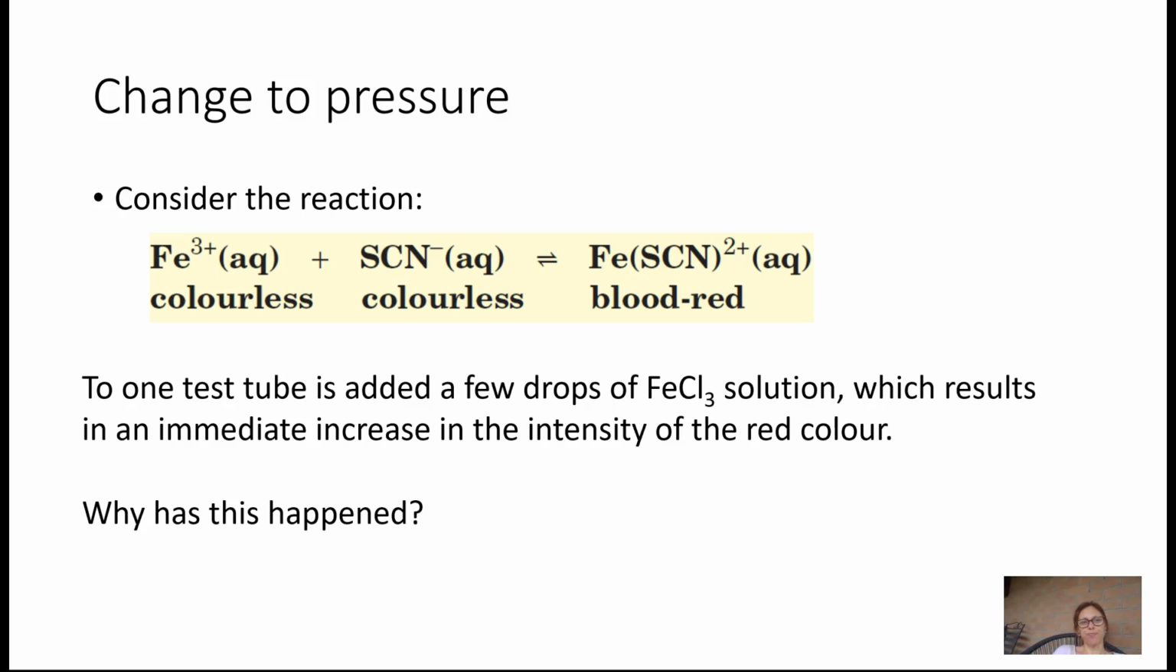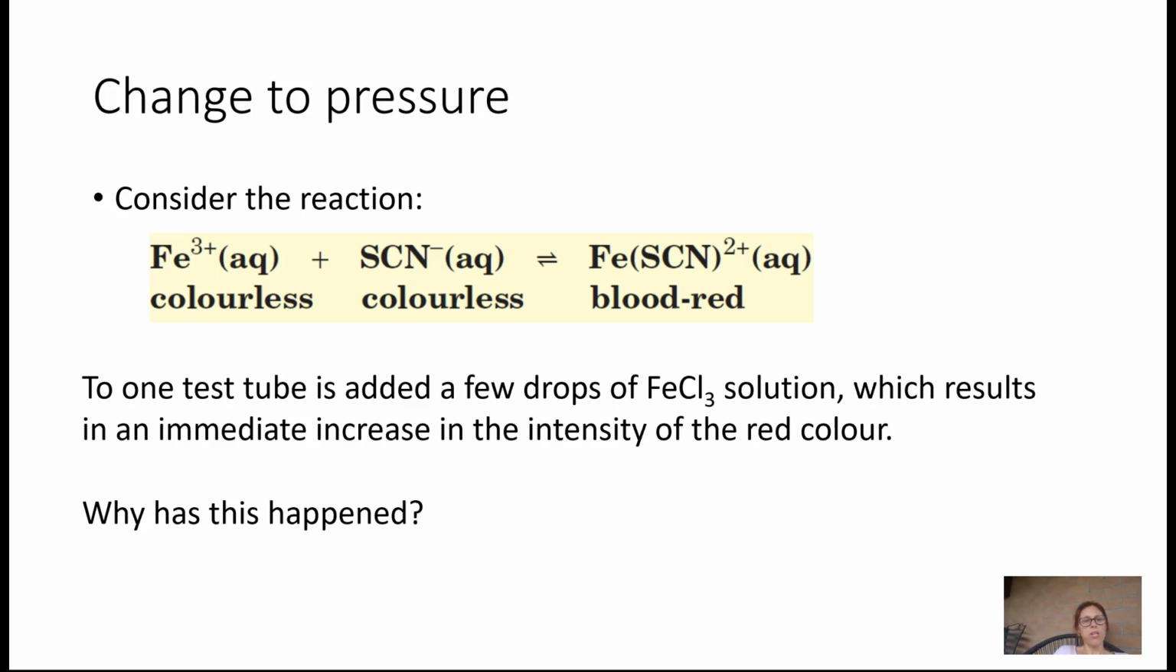Let's consider this reaction. So we've got iron 3+ ions in solution, and that's colourless. And then we've got our thiocyanate ions given by the formula there of SCN, and they're also colourless. But when we added our two solutions together, we got that blood red colour, often used as our fake blood in our movies. So that's our standard reaction at equilibrium. What do you think would happen if I was to add some iron chloride solution to that reaction?